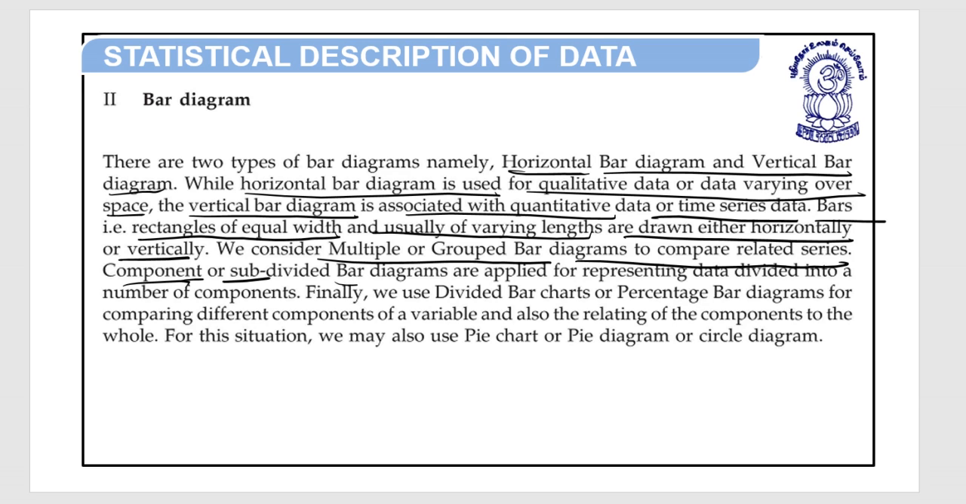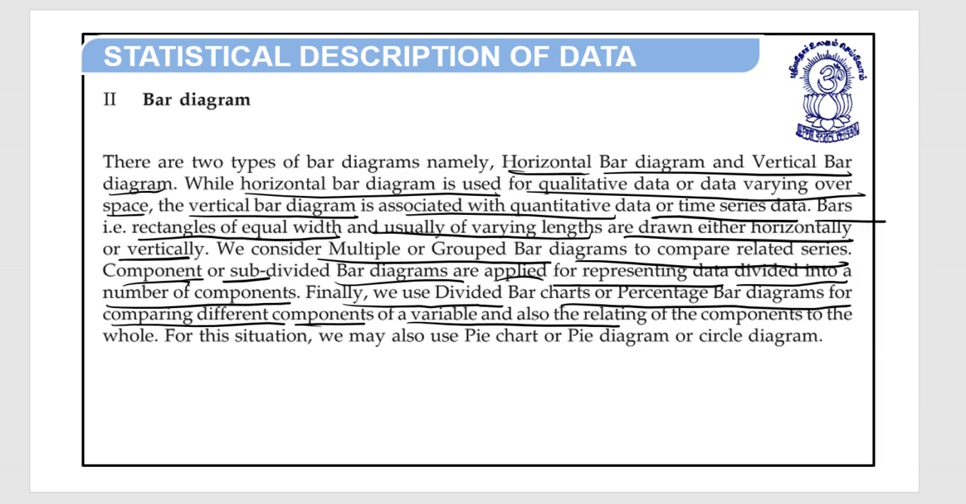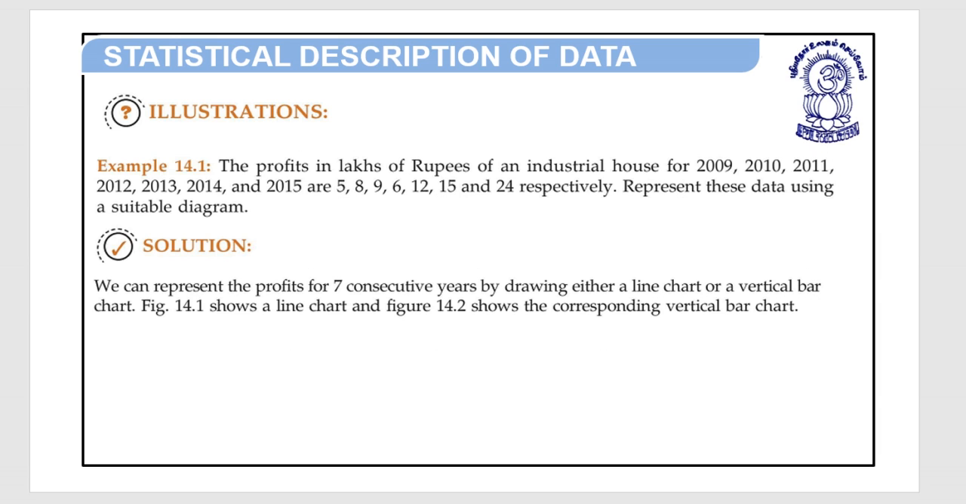Component or subdivided bar diagrams are applied for representing data divided into a number of components. Finally, we use divided bar charts or percentage bar diagrams for comparing different components of a variable and also relating the components to the whole. For this situation, we may also use a pie chart or pie diagram or a circle diagram.